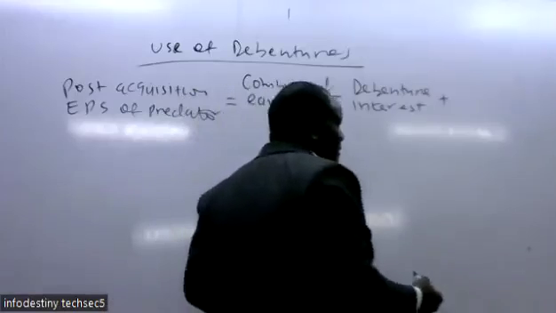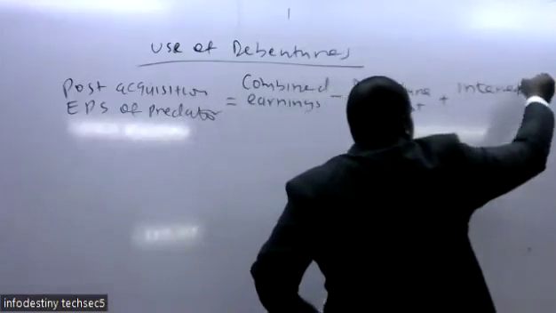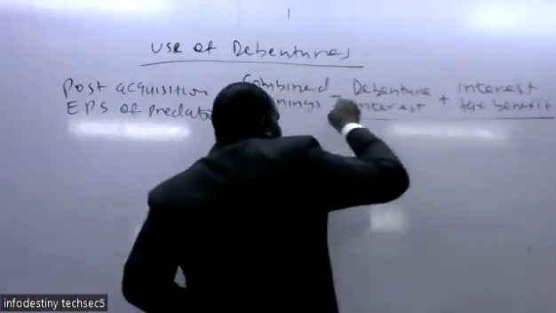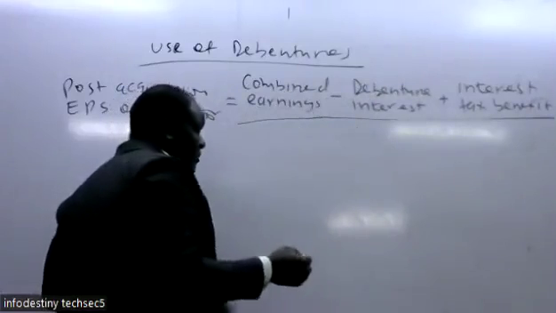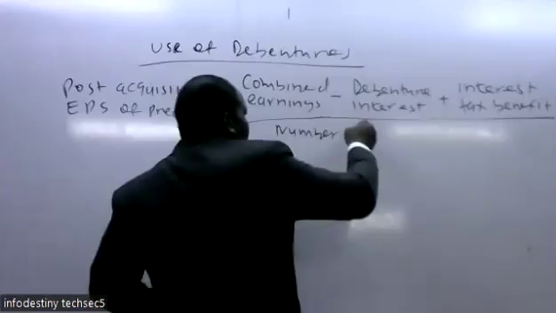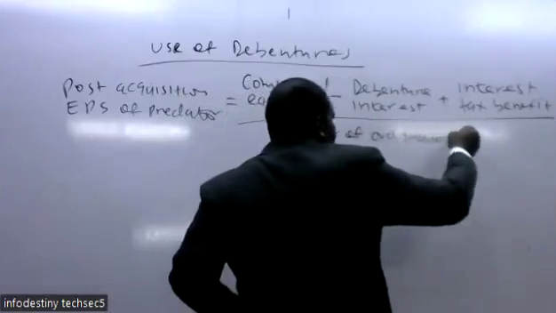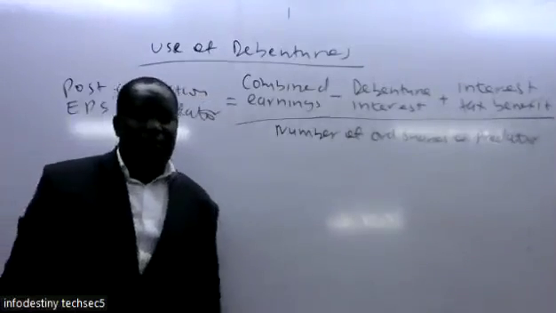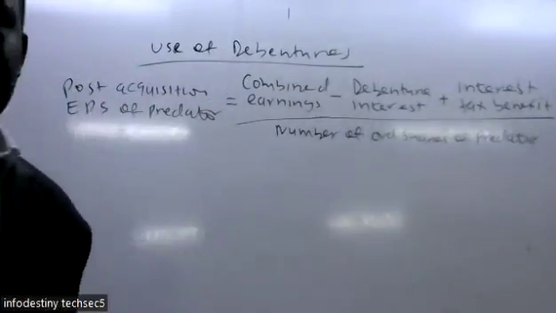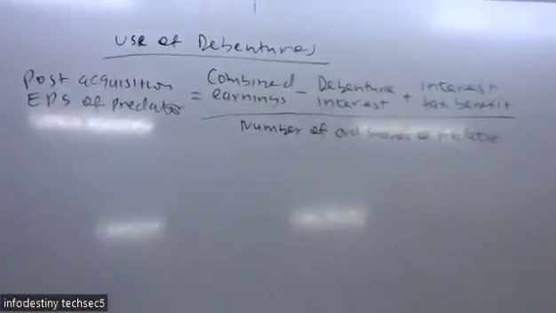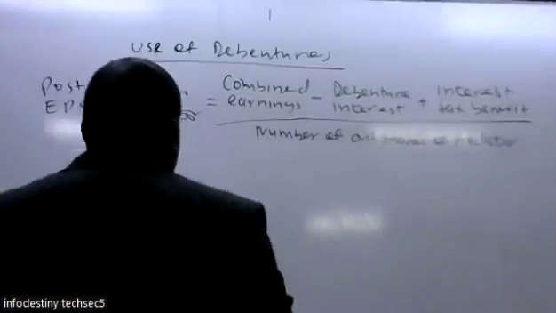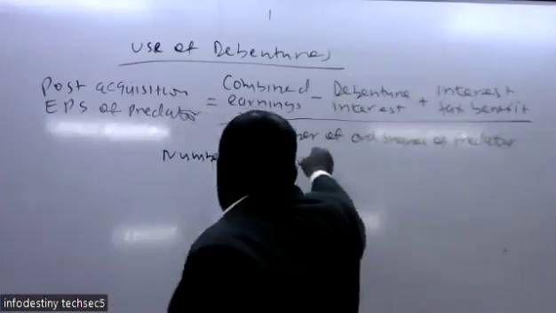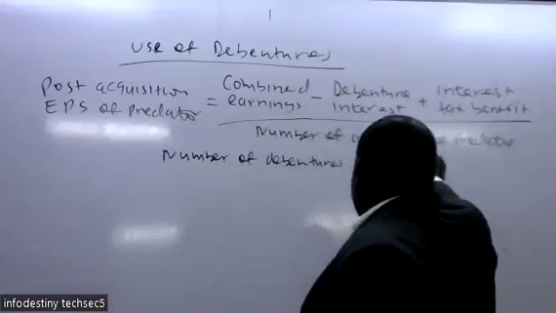Then we add the interest tax benefit. Then you divide by the number of the ordinary shares of the creditor. So we need to get the number of debentures to be issued.